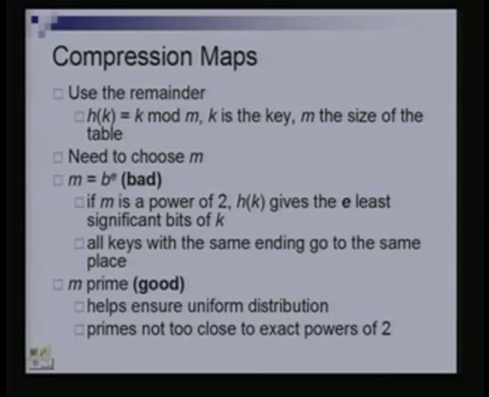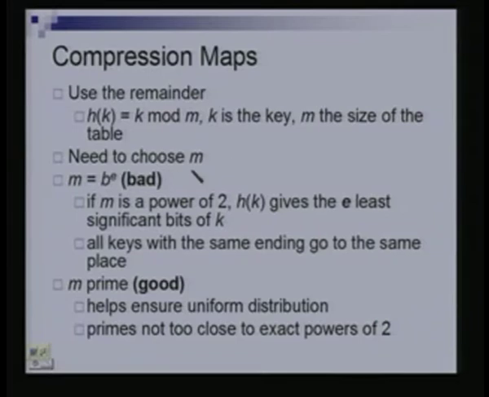Let us now look at some compression maps. So, given an integer, now you have to map it to the small range of your table. One natural thing would be that this k is your integer and your table is of size, let us say little m. So, just do k mod m. K mod m will give you some integer in the range 0 through m minus 1. So, k is the key and m is the size of the table.